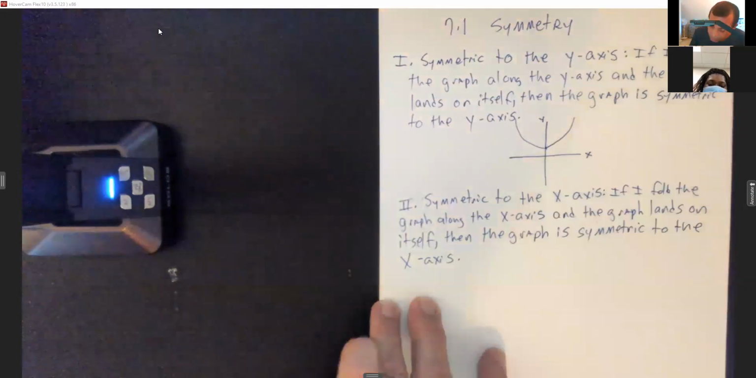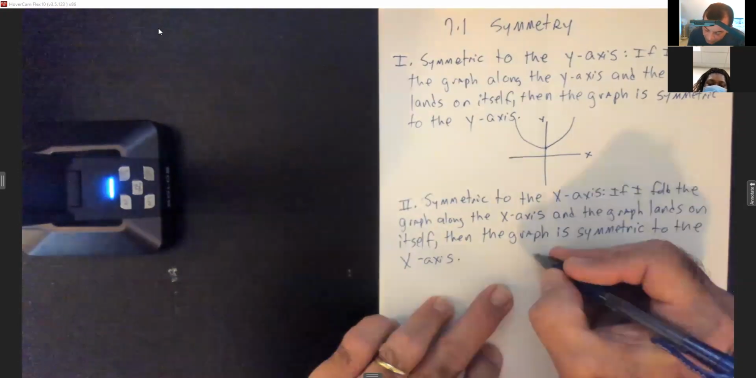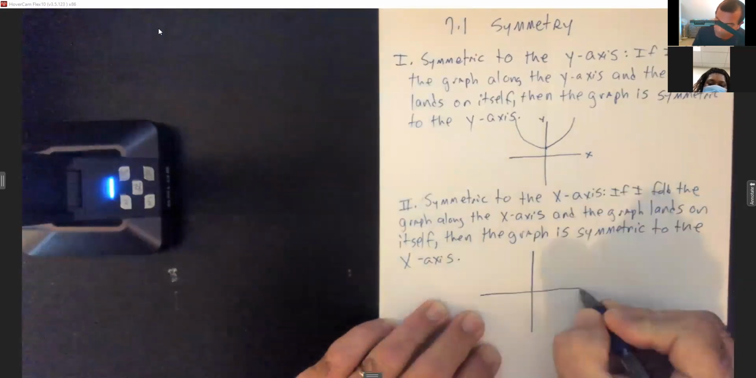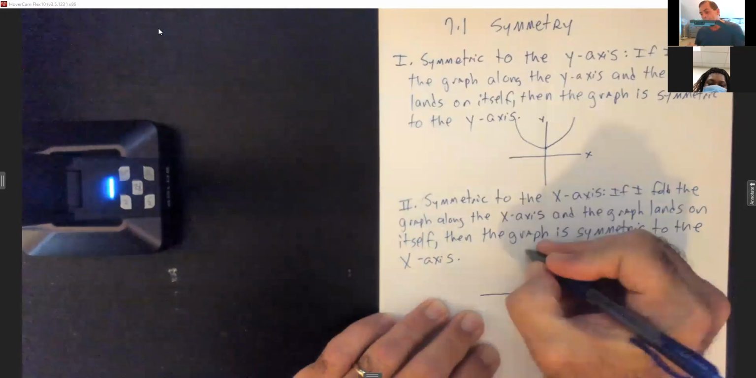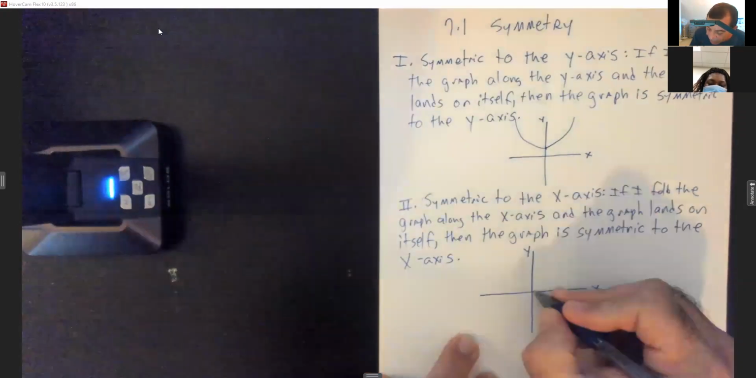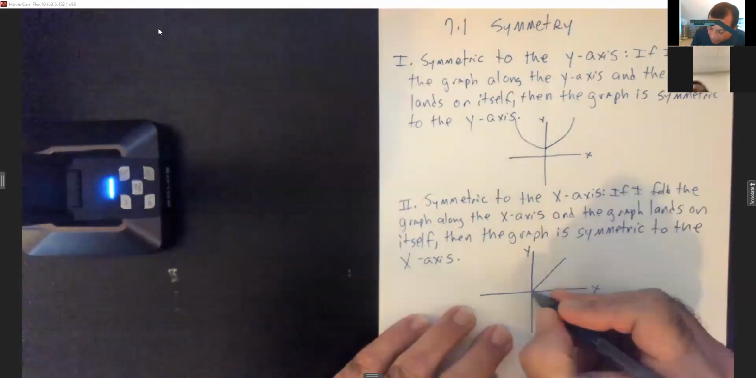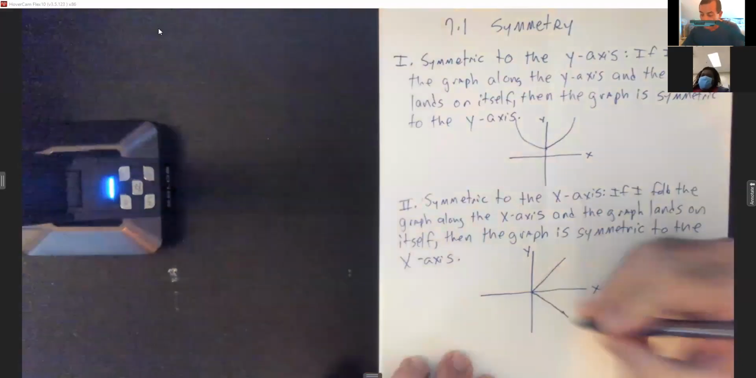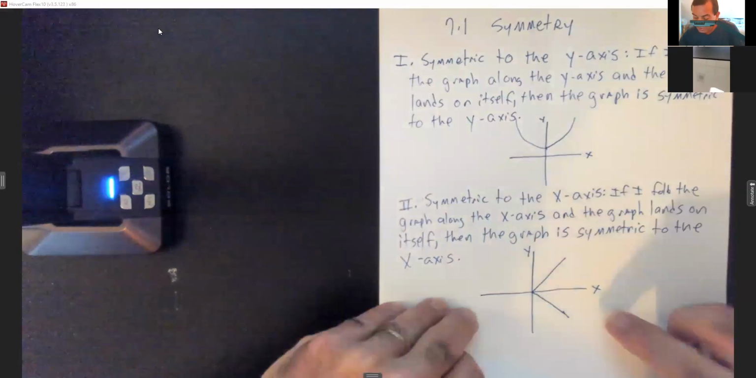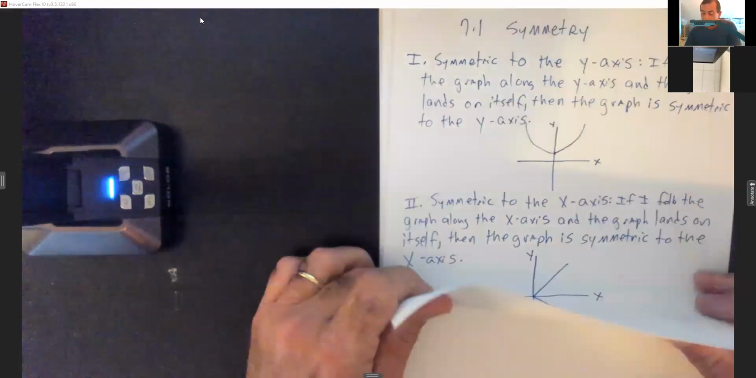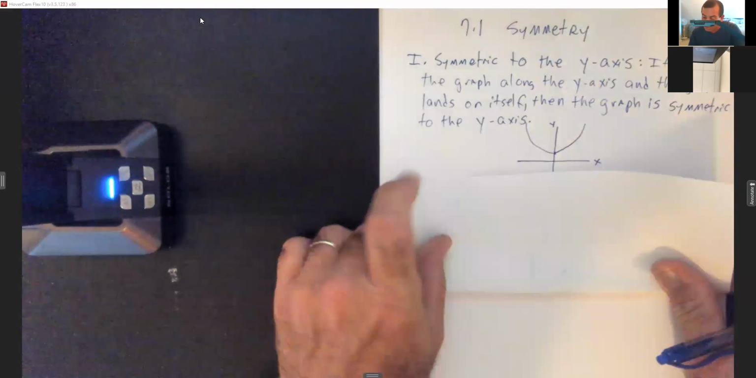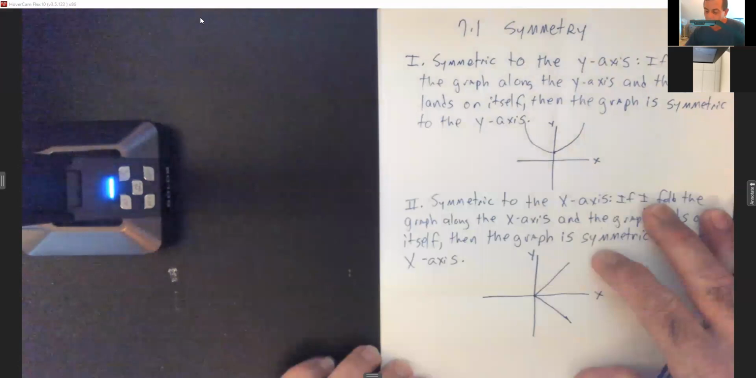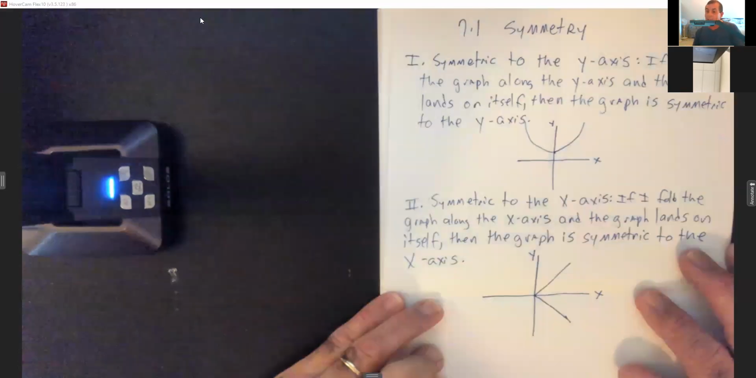Okay, so it's the same principle. So let me try to draw one that might be symmetric to the x. So there's my x and my y. So to be symmetric to the x, you have to have a graph that looks the same on both sides of that x. And what I would do is I would just fold this along the x-axis and watch how the graph actually comes in and lands on itself. Okay? So that was the second one, symmetric to the x.